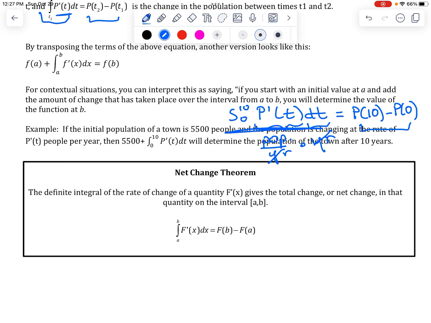If I want the final population at year 10, which would be P of 10, I can just move this P of 0 over, and this would be another way to write it. This gives you the net change in population from 0 to 10 years. If I add the initial population at time 0, that will give me my final population at time 10.